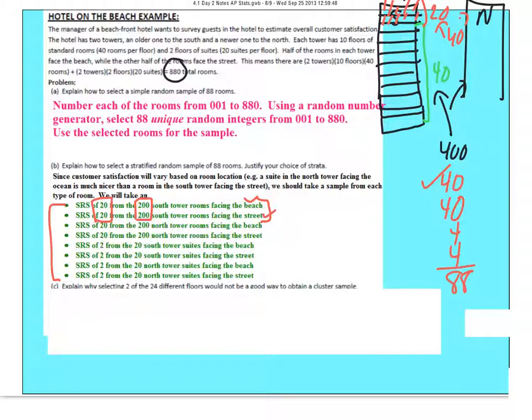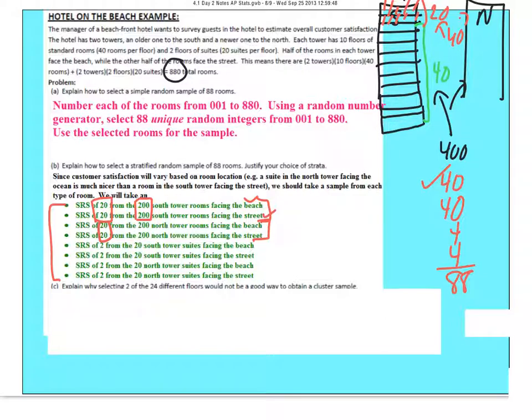We're going to do that same thing for the North Tower, and you see that being replicated right here. In the North Tower, we're going to total of the 400 rooms, but we break it by beach and street, and we're going to take 10% of each, or 20 of those SRSs.